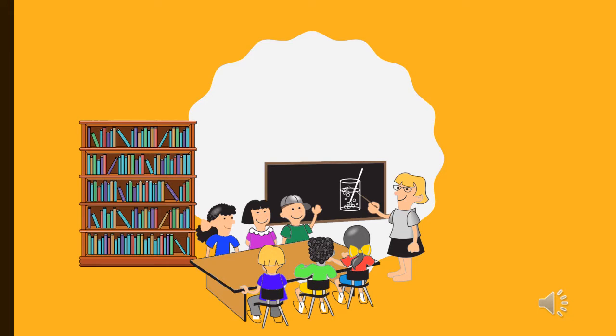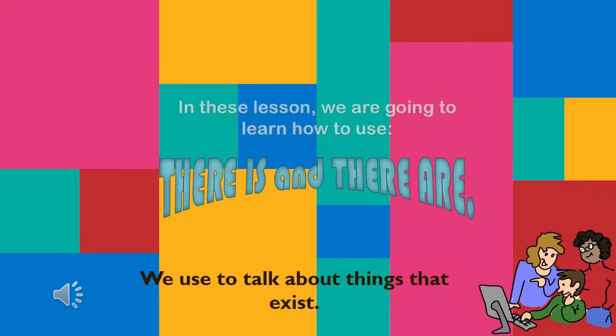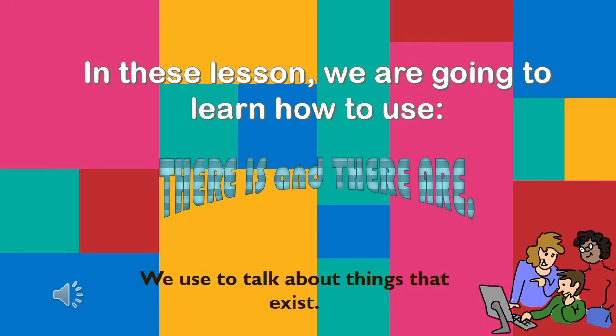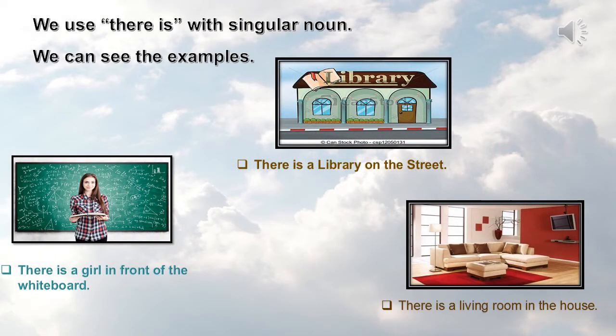The content that we are going to study today is the use of there is and there are. In this lesson, we are going to learn how to use there is and there are. There is and there are we use to talk about things that exist. Let's continue. We use there is with singular noun.